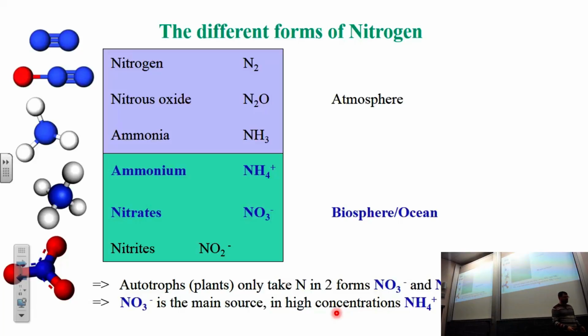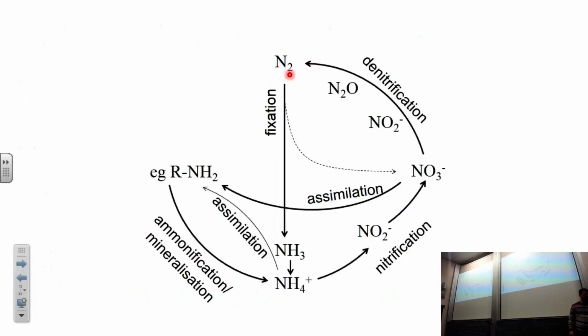So this is kind of what it says at the bottom. Autotrophs, so these are basically things that photosynthesize, can only use the nitrate and the ammonium form. Okay, so all of these other forms up here are not so useful for life. Okay, they are important though.